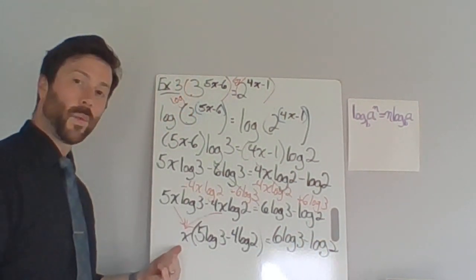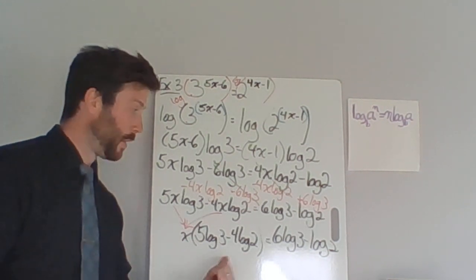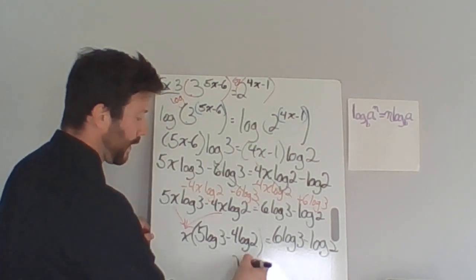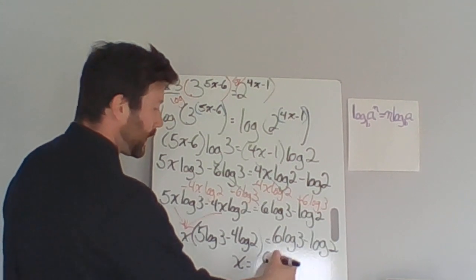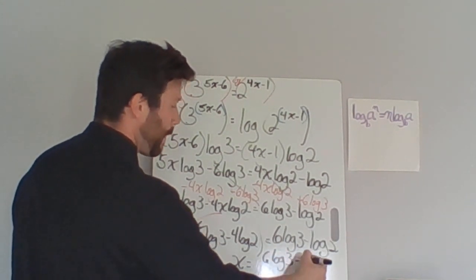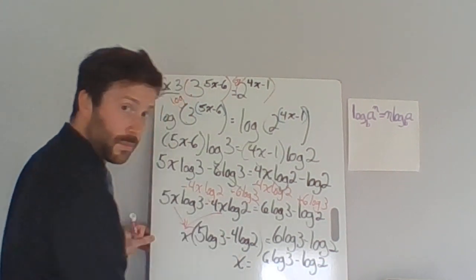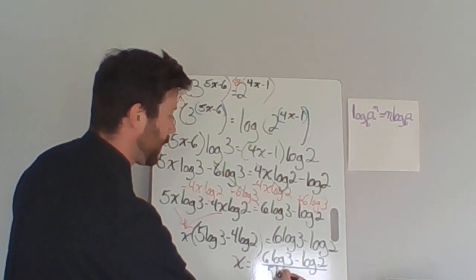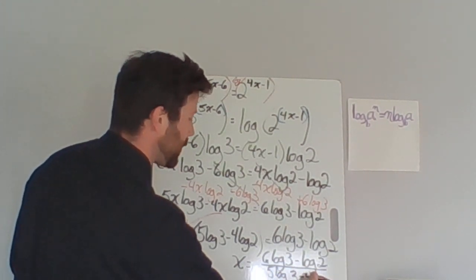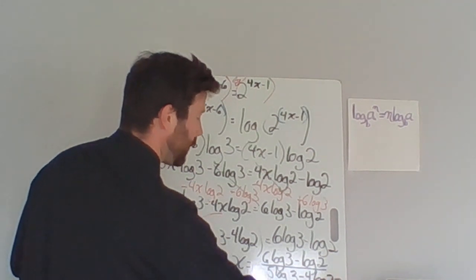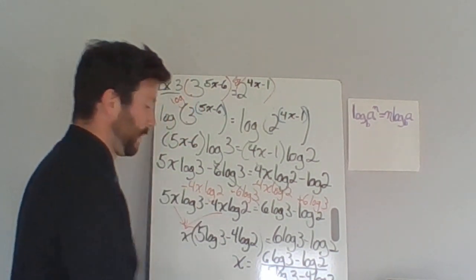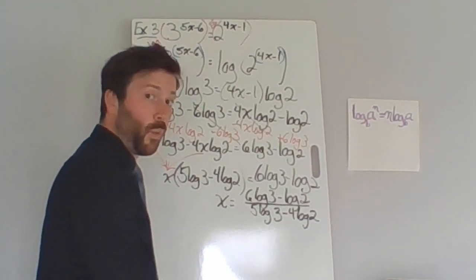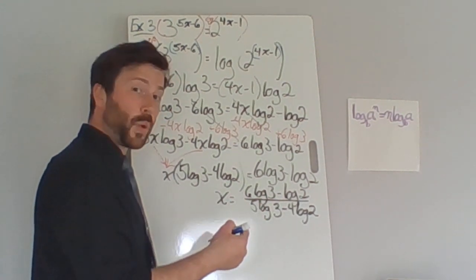And now look at this. We've got x times a number equals something else. Divide both sides by that number. So what I'll have is x equals 6 log of 3 minus log of 2 all over 5 log of 3 minus 4 log of 2. Flip that up so you guys can see it. There you go. Now, keep in mind, the calculator knows order of operations better than you or I.